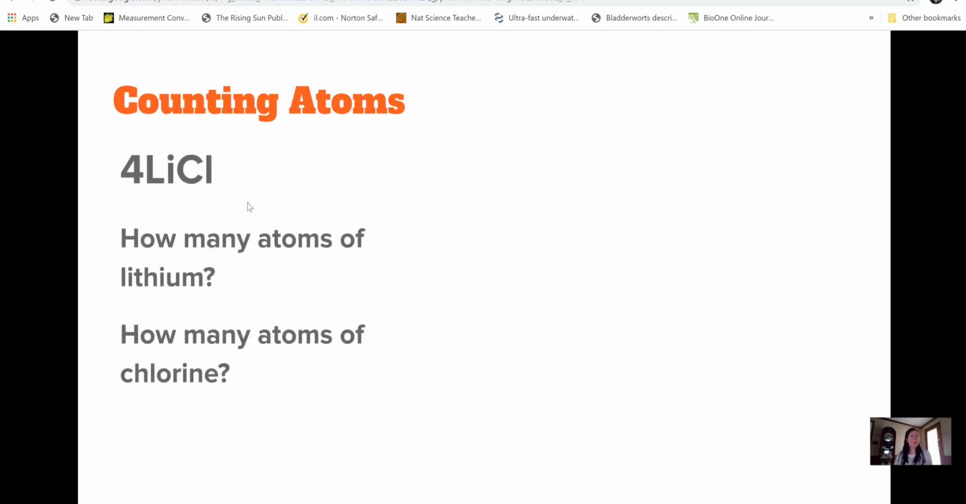Next, we are going to look at a chemical formula with a coefficient. And here we have lithium chloride, and there is a 4 out in front. So I mentioned earlier that the 4 applies to all the elements after the number when it's a coefficient. So how many atoms of lithium do we have? Well, there's a 4 in front, so there are 4.